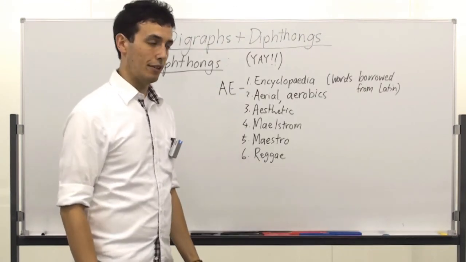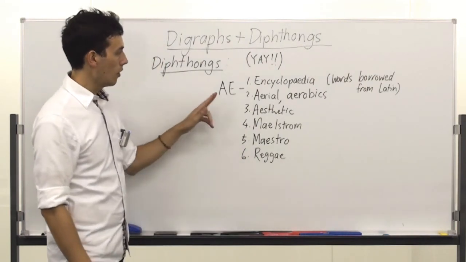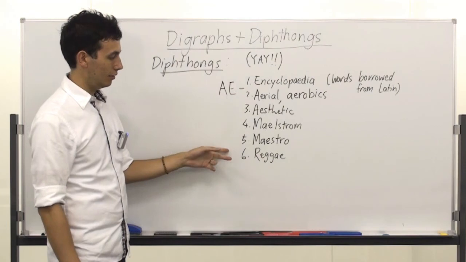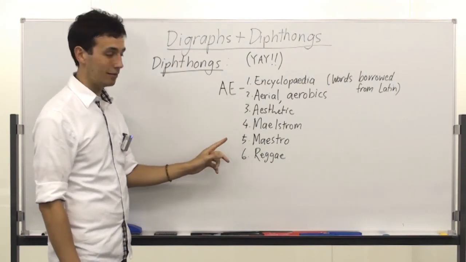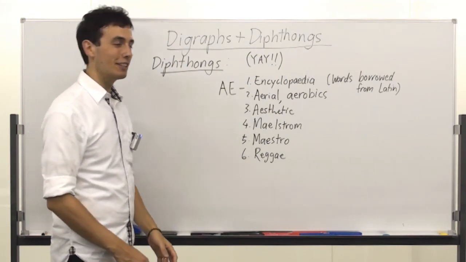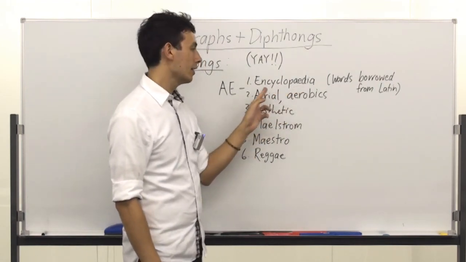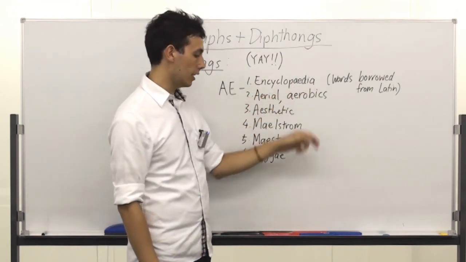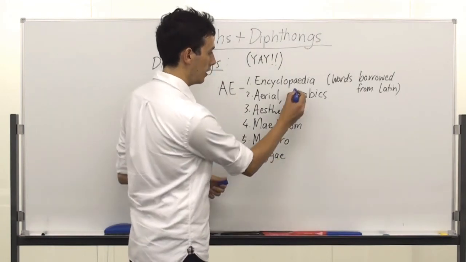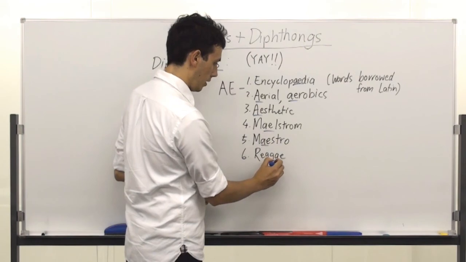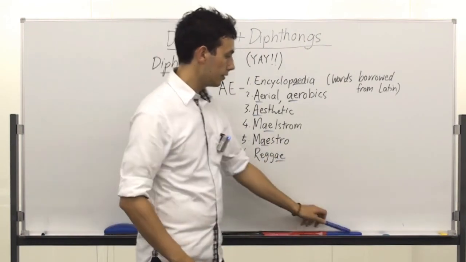Time to get our diphthong on. So, first one is AE. It has 6 different pronunciations. First we have the long E sound. Encyclopedia. Sorry, I'm going to highlight these. AE.